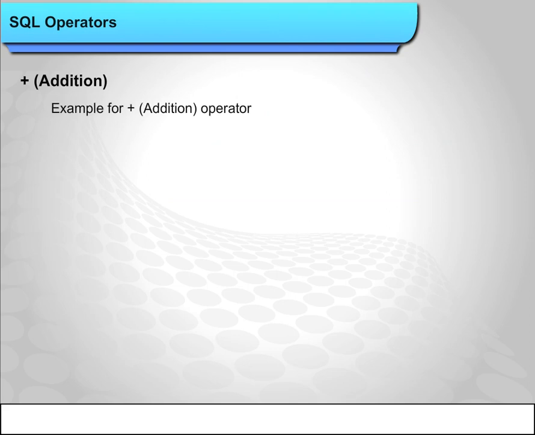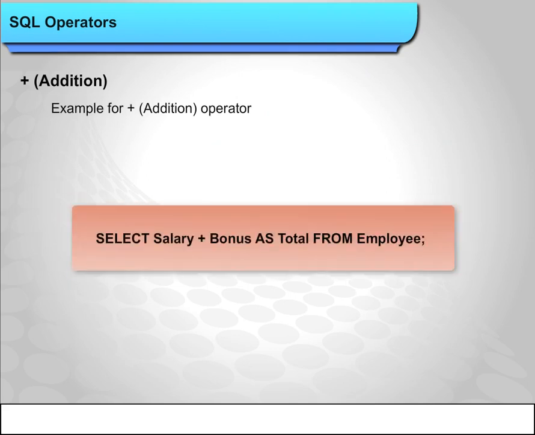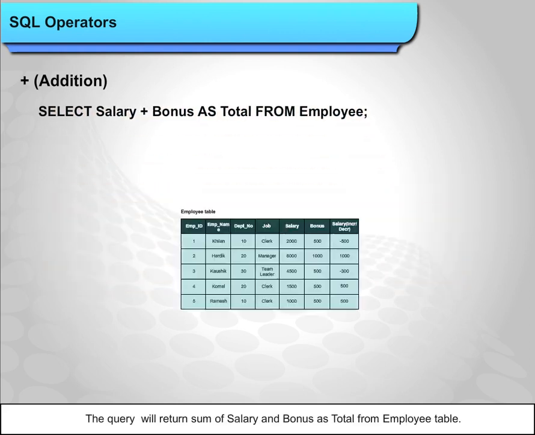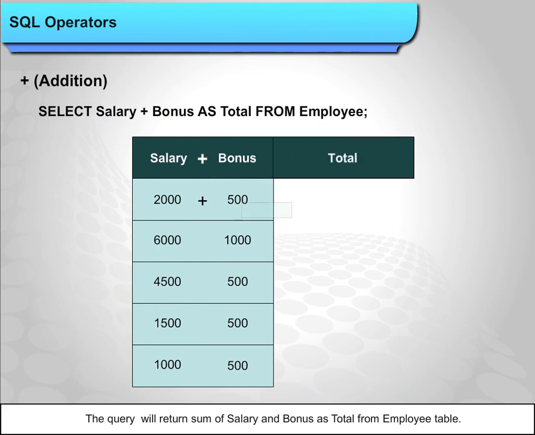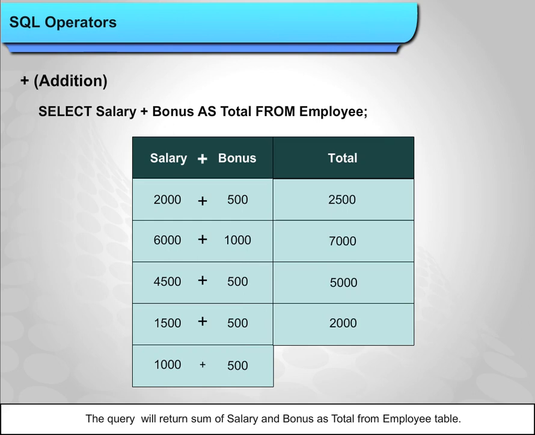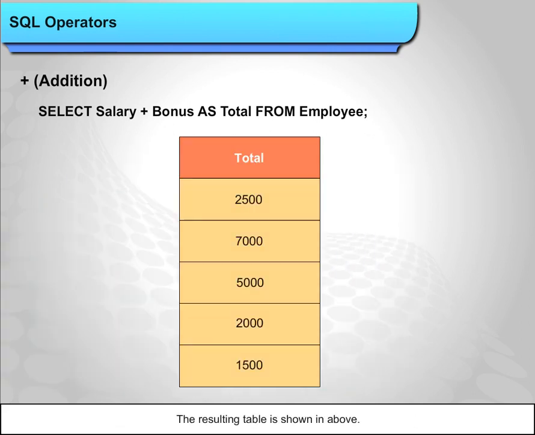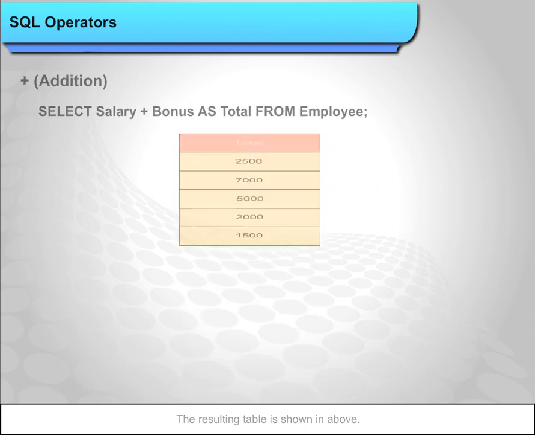Example for addition operator: select salary plus bonus as total from employee. The query will return sum of salary and bonus as total from employee table. The resulting table is shown in above.